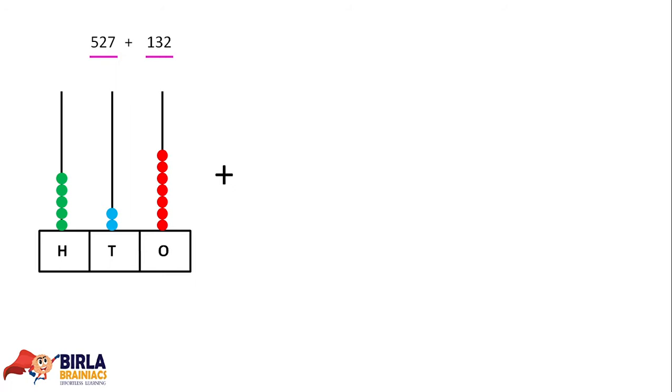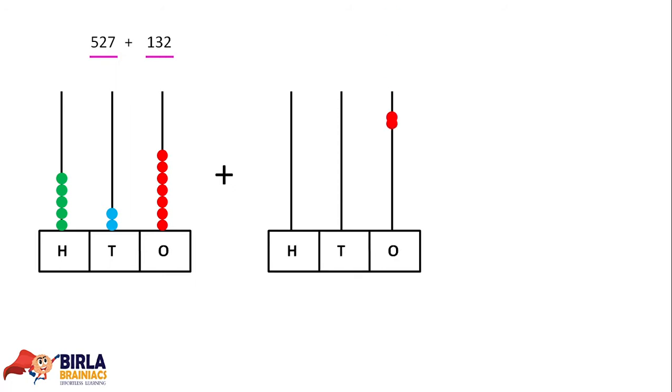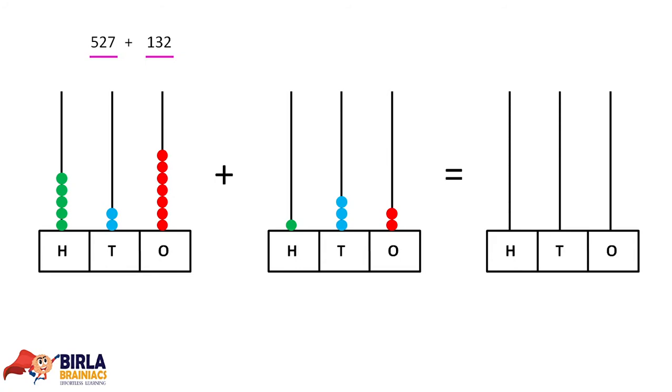So let us take the second abacus stand. 2 in the ones rod, 3 beads in the tens rod and 1 bead in the hundreds rod. Okay, now we are going to add these two and get the answer. So we'll use the third abacus stand and this third abacus stand will give us the answer.